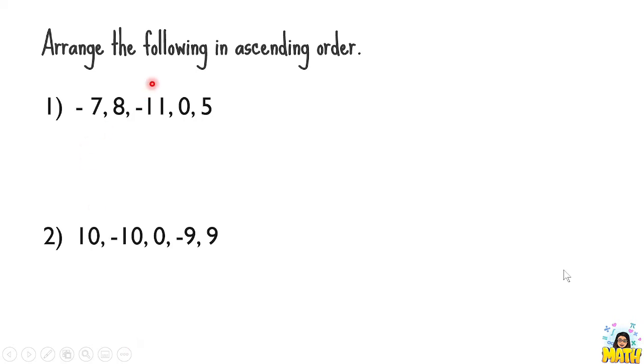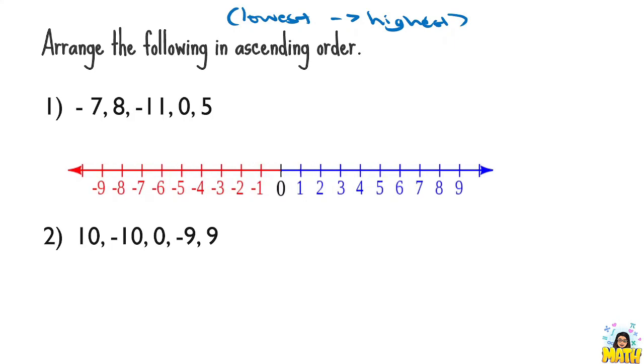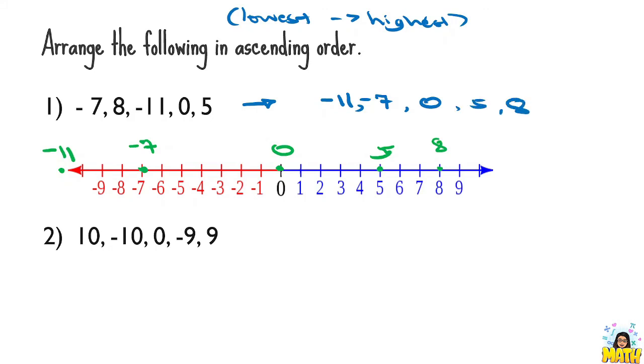And the last example, let's arrange the following in ascending order. Ascending means from lowest to highest value. And again, we can use the number line to help us plot and locate its position. -7, +8, -11, 0, and +5. So the moment that we plot it, it's already in ascending order. Therefore, the final answer here is -11, -7, 0, 5, and 8.